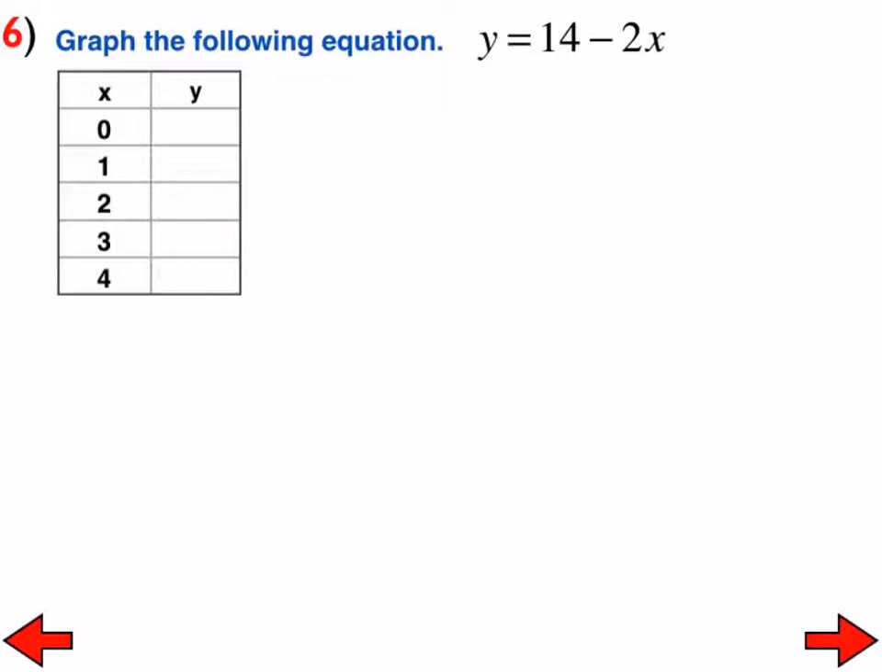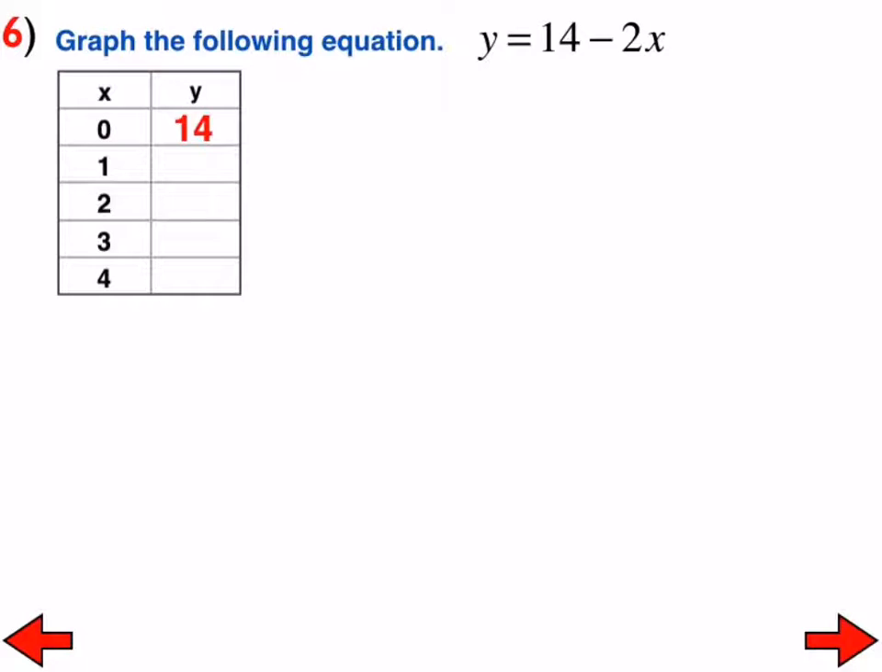Here we have y equals 14 minus 2x. When x is 0, y is 14. Remember, if x is 0, we are substituting 0 in for x right there. And 14 minus 0 is 14. And then we just keep substituting the new x value in there.